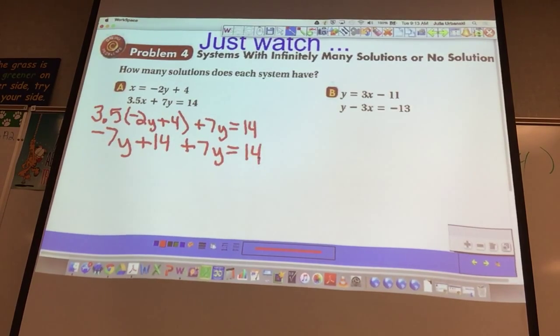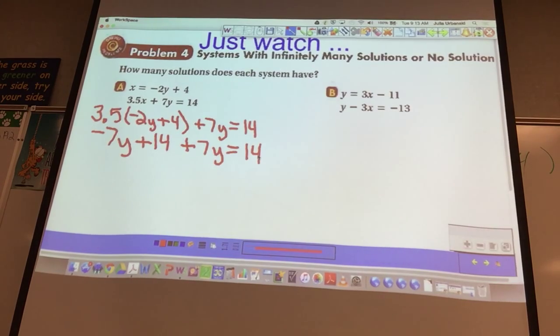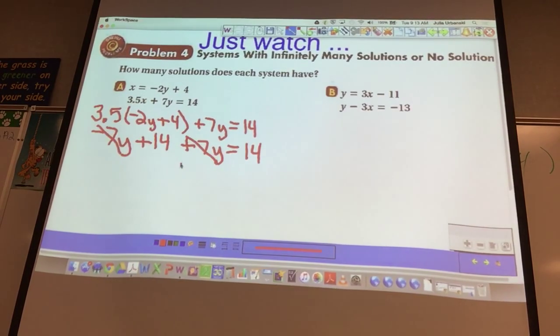All right, now stop and think. One of the things about math is that... Not quite. You're right that it's going to kind of go in that direction, but it's not quite that simple. Look, the 7y and negative 7y, what do you get when you put those together? 0. So we're left with 14 equals 14.